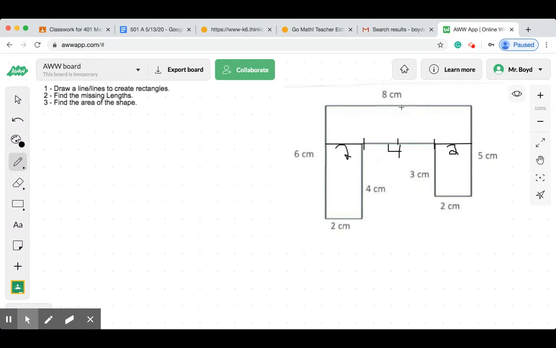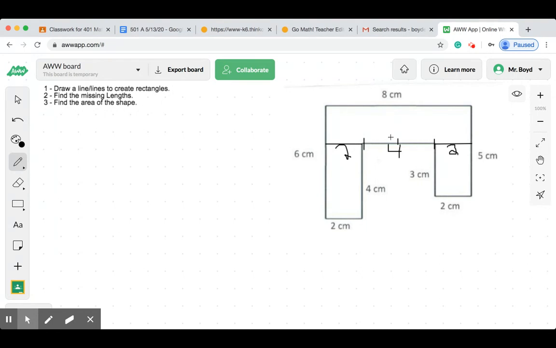Now the way that I did that was we used opposite sides. If I know this length is 8 centimeters, then this entire length must be 8 centimeters as well. Again, I'm only looking for my length right here that's missing because I created these lines to help me, but I'm only looking for the missing length that we weren't given right here.